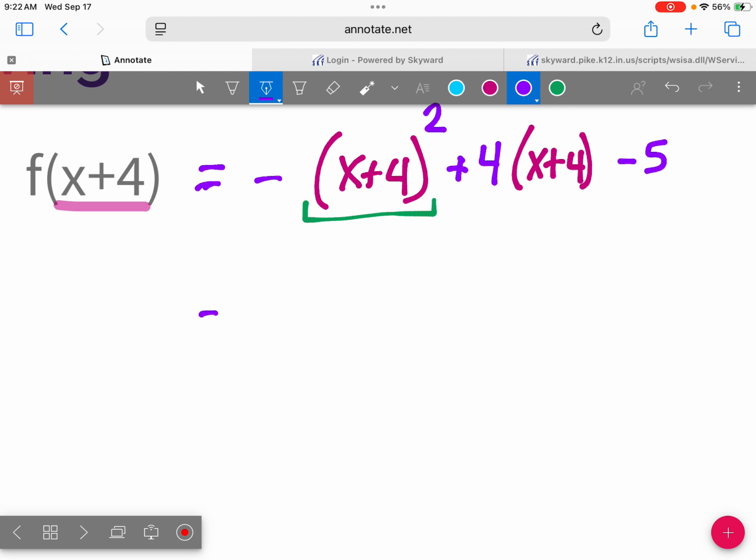So we're going to have our negative sign out here. What is x plus 4 squared? X squared plus 8x plus 16. That's just the x plus 4 squared. That minus sign's still out in front of the whole thing, so I still have parentheses on it.